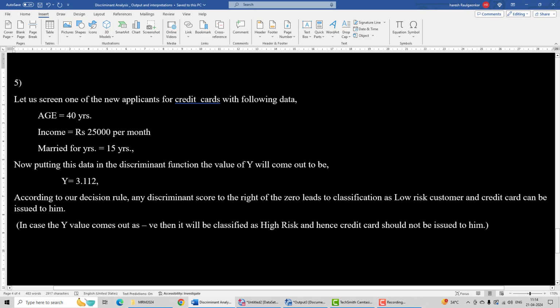So this is how we can use discriminant analysis to classify respondents or customers into two groups. So thank you very much.